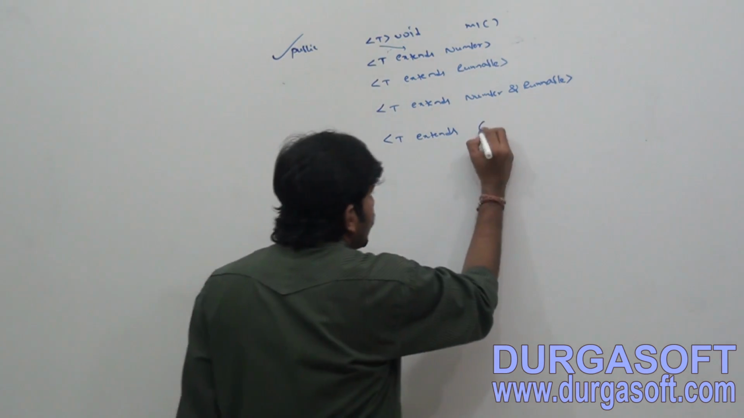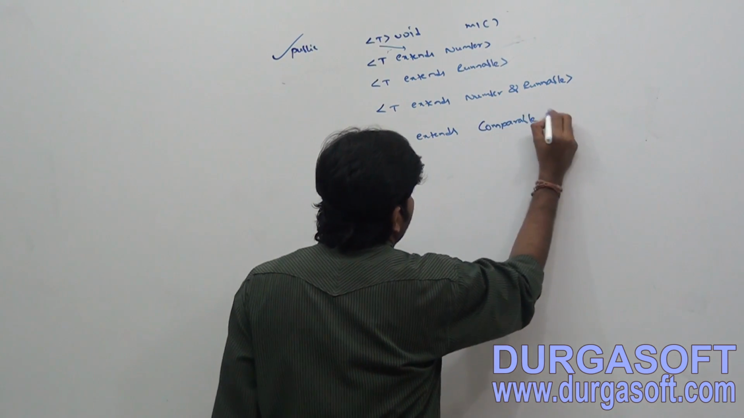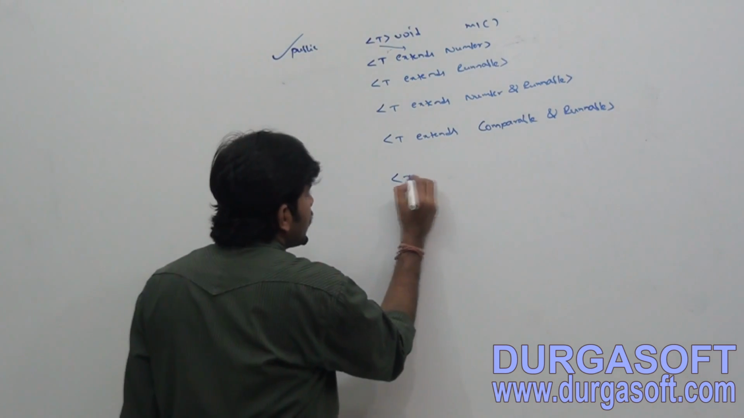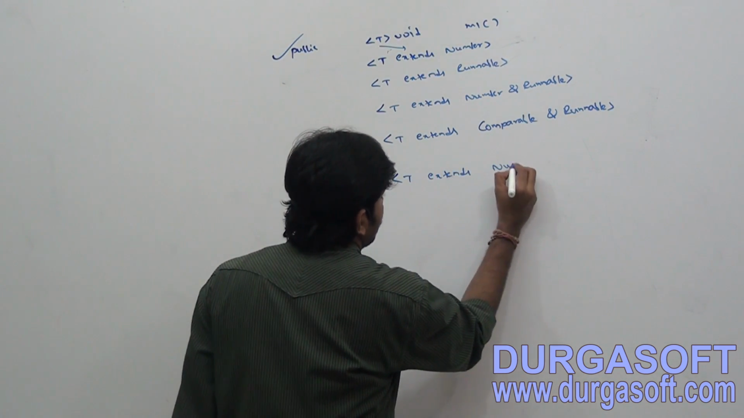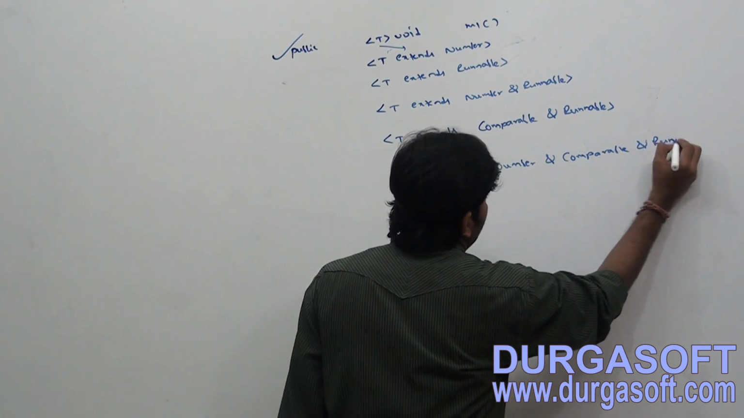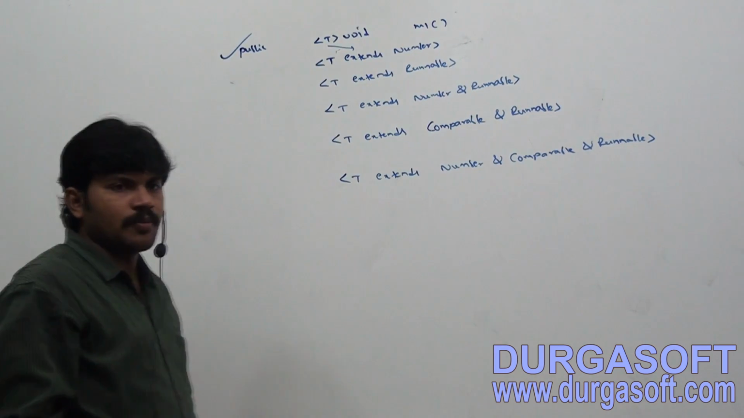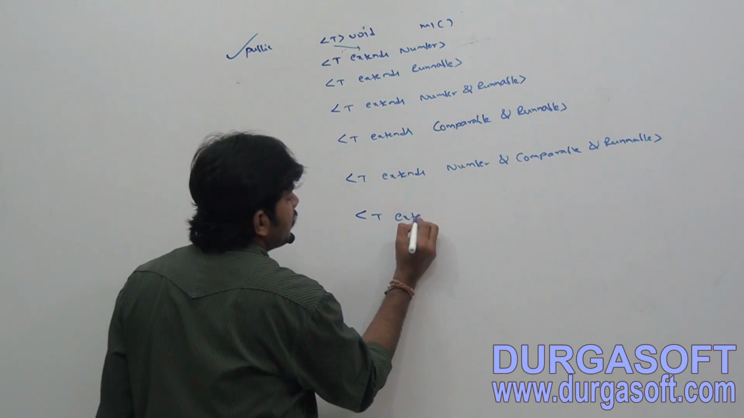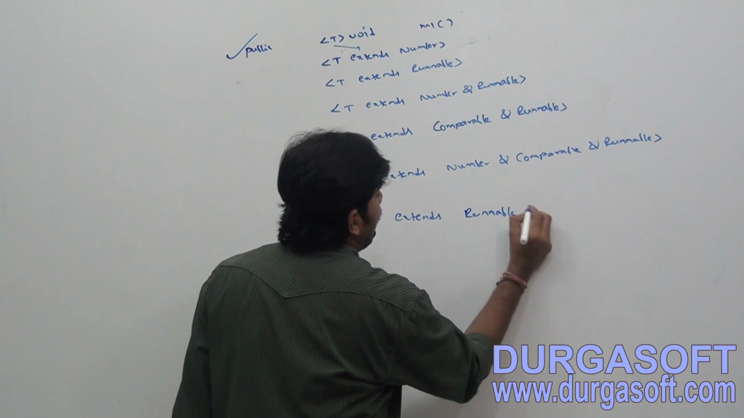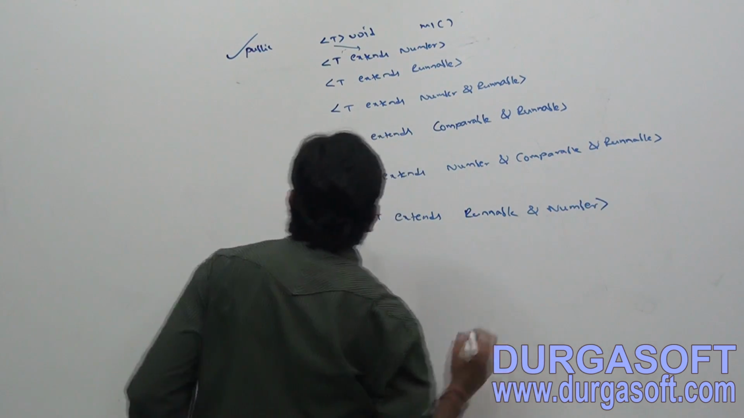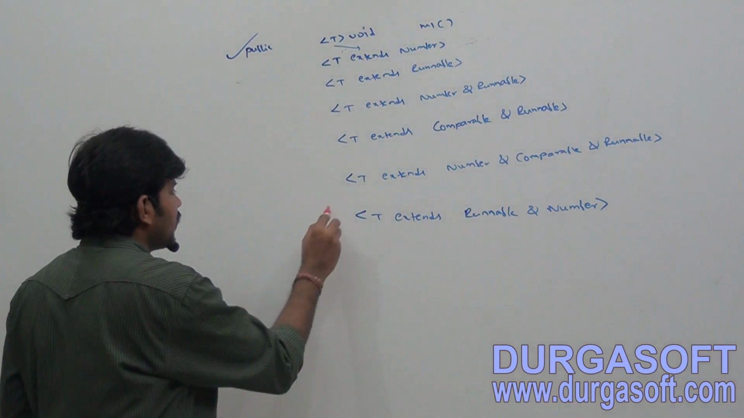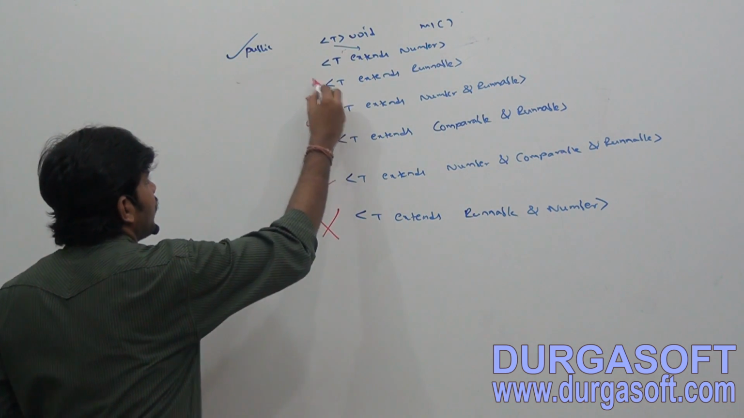Next, T extends Comparable & Runnable, valid. Next, T extends Number & Comparable & Runnable, valid or not? Valid, no problem at all. Sir, T extends Runnable & Number, is it valid or invalid? Invalid. This one is invalid; all the remaining are perfectly valid, no problem at all.